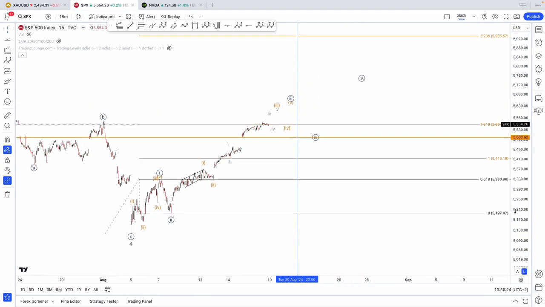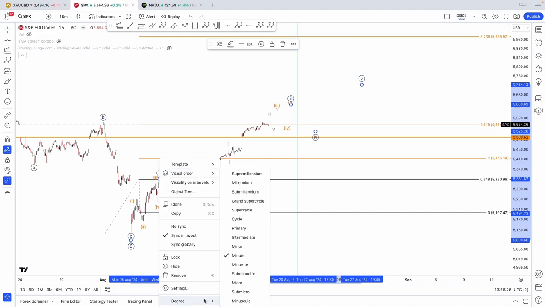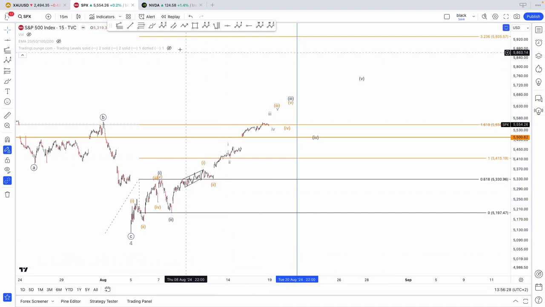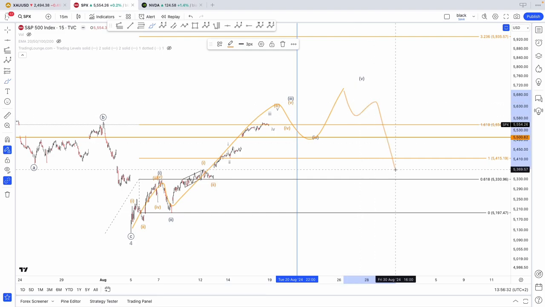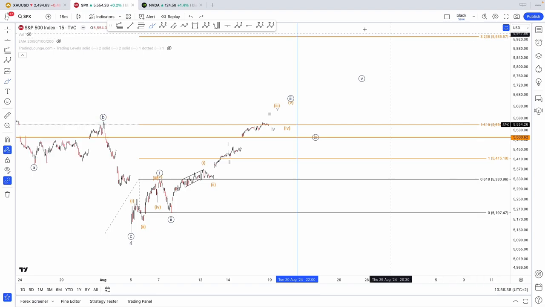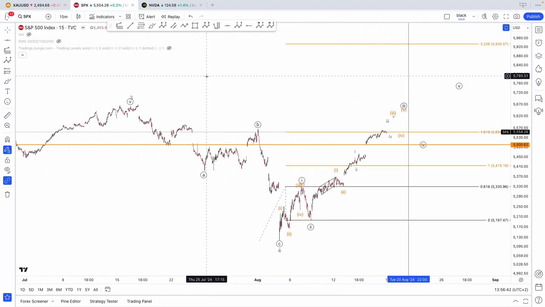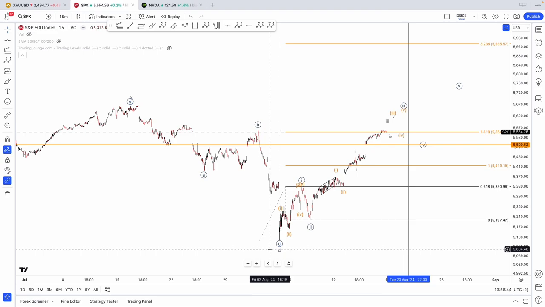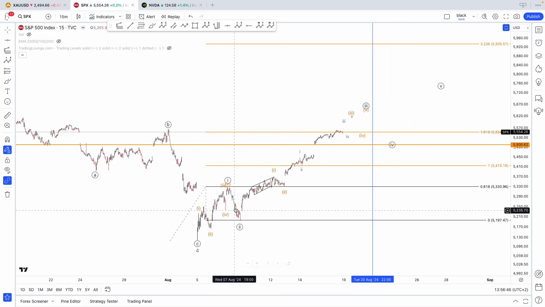Now you could argue, well, Barrett, could this be a minuet? So does that mean we have a 1, 2, 3, 4, 5, ABC and then we continue higher? Yes, that's possible. I'm not going to say no. What I like to do is be conservative first. The fact that I'm already calling a bottom is risky, but it's been playing out.